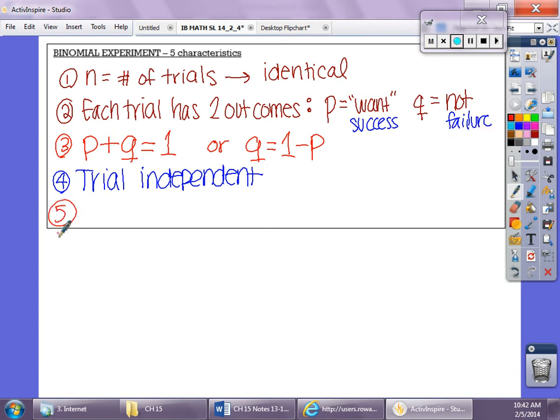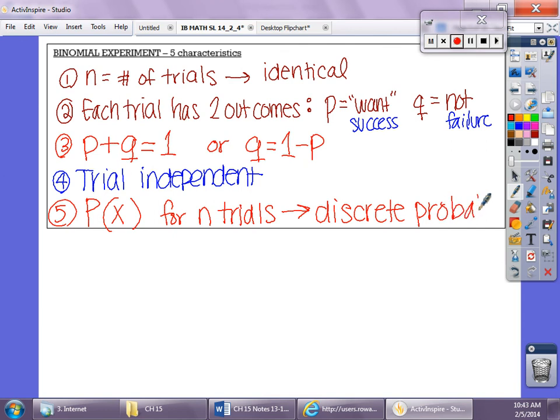And 5, we are always interested in the probability of X. We want to know the successes for n trials. And this is a discrete probability, meaning you're going to be asked for probabilities of 0, 1, 2, 3, 4, and so on, up to the number of trials. Okay? So you can't have 1.5.